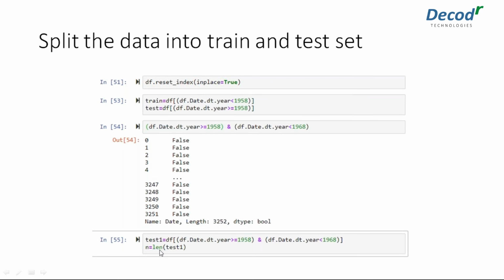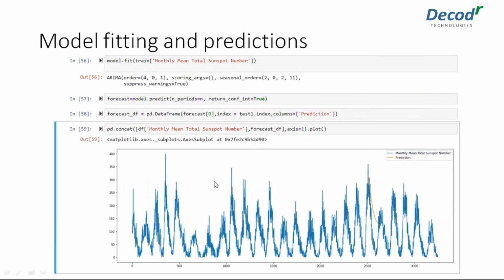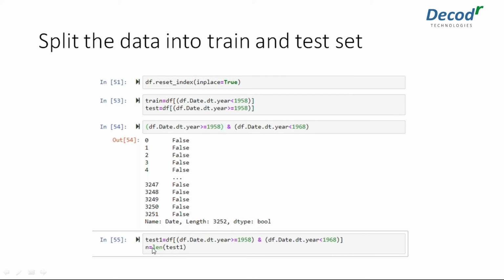Putting the length of test in my n. Okay, and in test one, I have data from 1958 to 1968. I have all the data from this range. Now I am training my model on this data. Train sunspot number for how many periods of time? Like this, n is the length of test one, which is around 10.